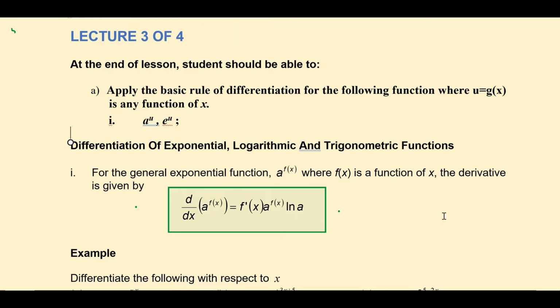Lecture 3 of 4. At the end of the lesson, students should be able to: A. Apply the basic rule of differentiation for the following function, where u equals g(x) is any function of x. The two types of function that we are going to differentiate are a to the power of g(x) and the second one, e to the power of g(x).